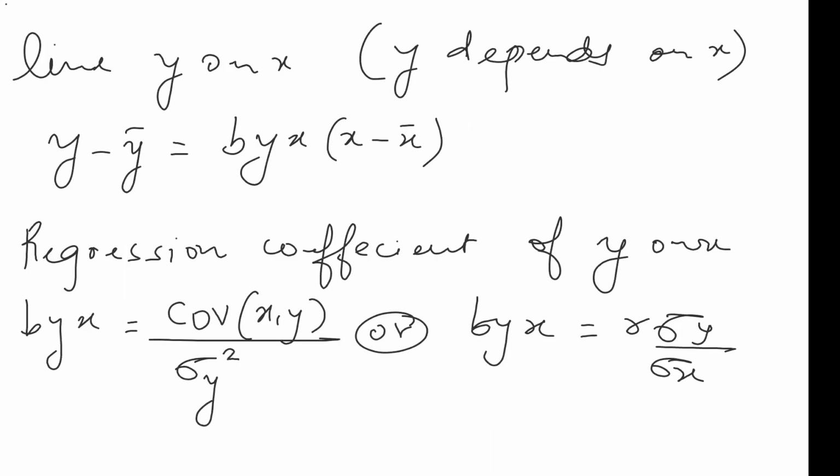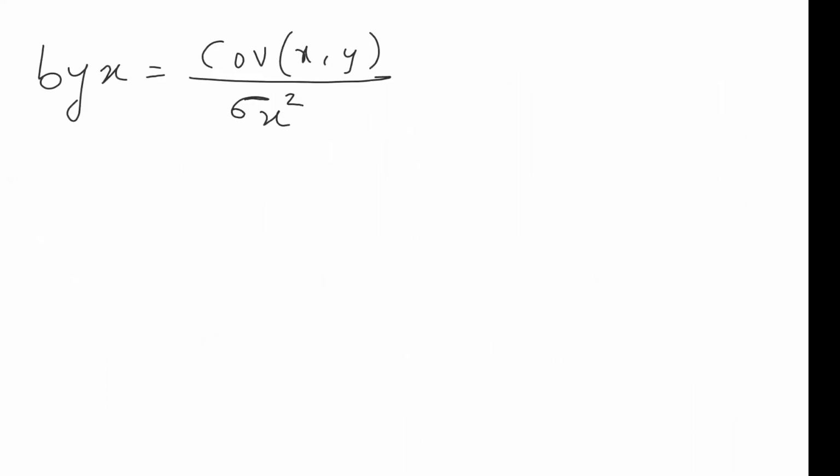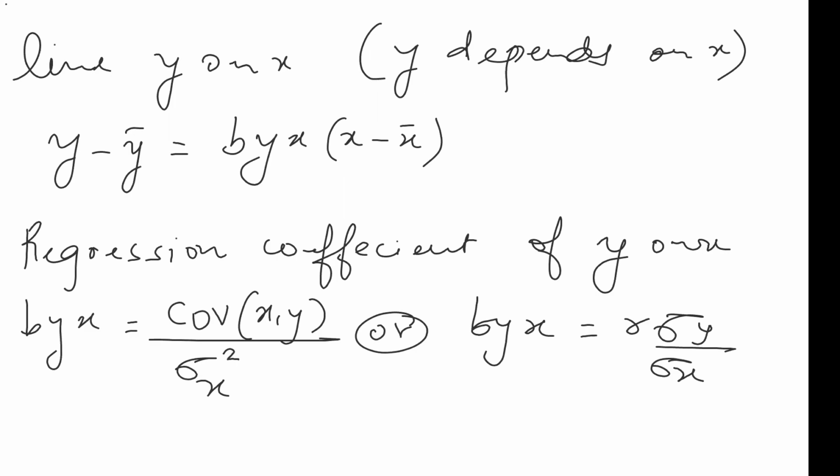I think I made a mistake over here. It should be standard deviation of x square. Fine. Okay. And then, let this be equation number 1. I hope you made the correction over here. It has to be standard deviation of x square.